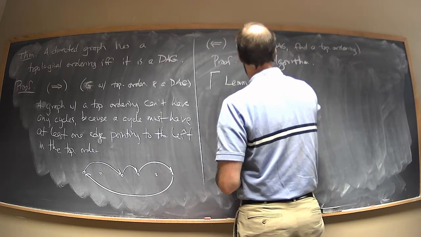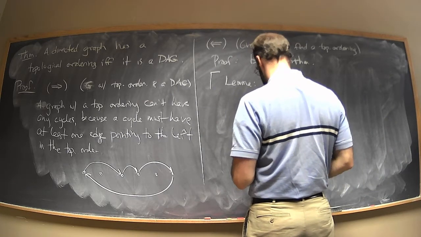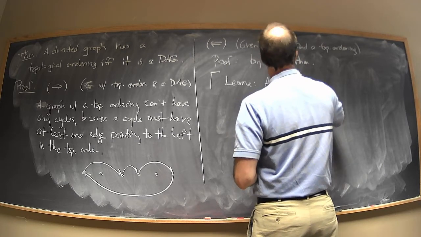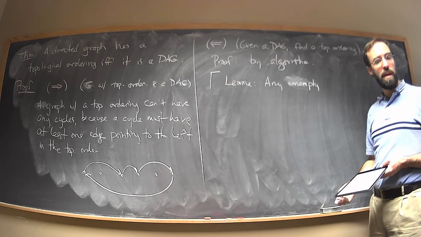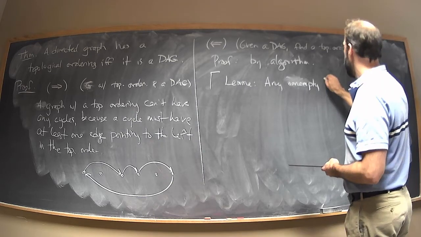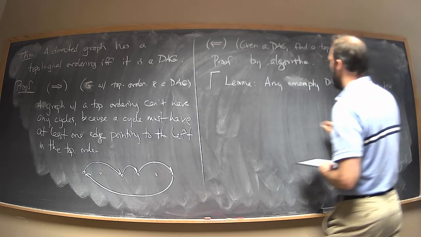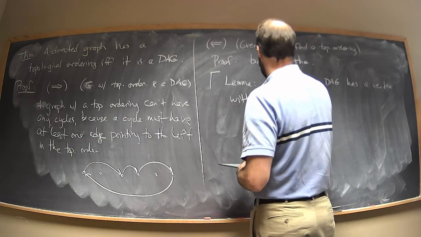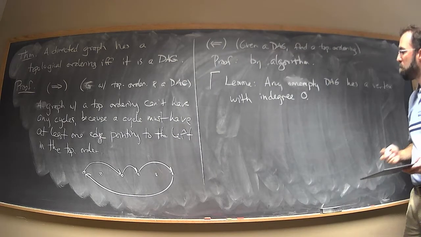So any DAG, I should say a non-empty DAG. Technically, the empty graph, which has no vertices and no edges, is a DAG, but it doesn't have a vertex with no incoming edges. So any non-empty DAG has a vertex with, using our fancy terminology, in-degree 0. It means no incoming edges.